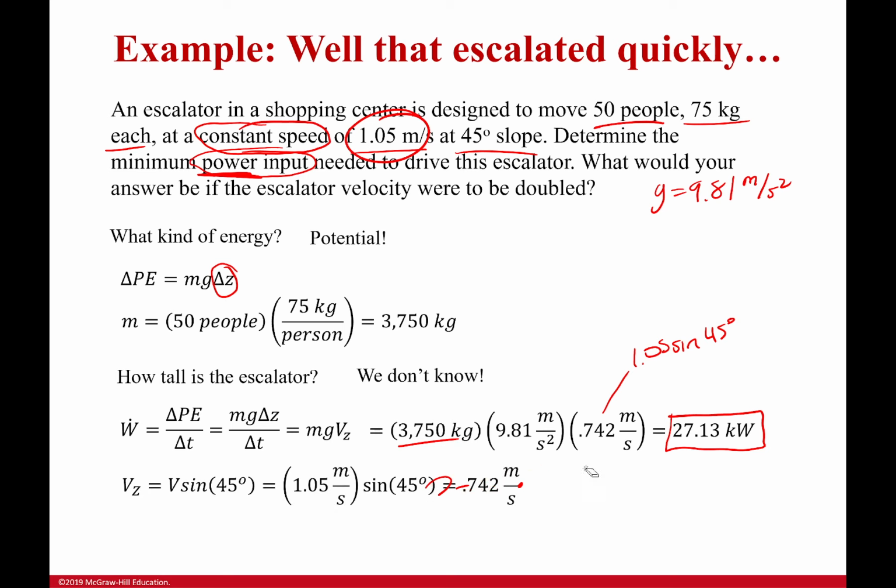Oh, and there it is. I have my animation in the wrong place. But that's where we got the vertical component of the velocity. Okay, I think that is most of this problem. So all we have to do now is figure out what happens if we double the velocity. Well, if I double the velocity, this guy's just times 2, which means this guy's times 2. So it doubles, and that's it.